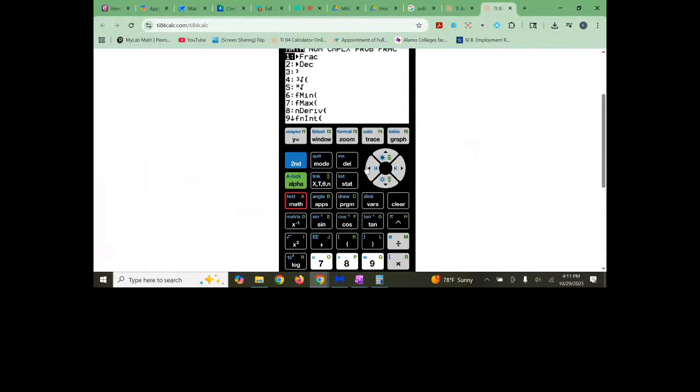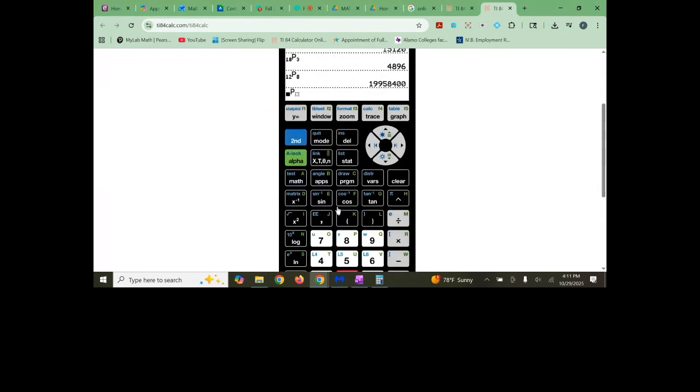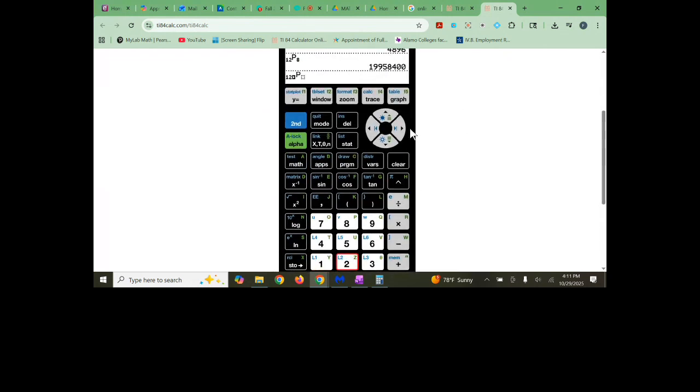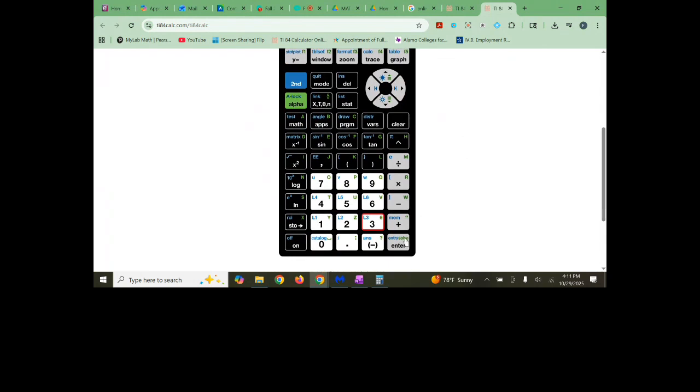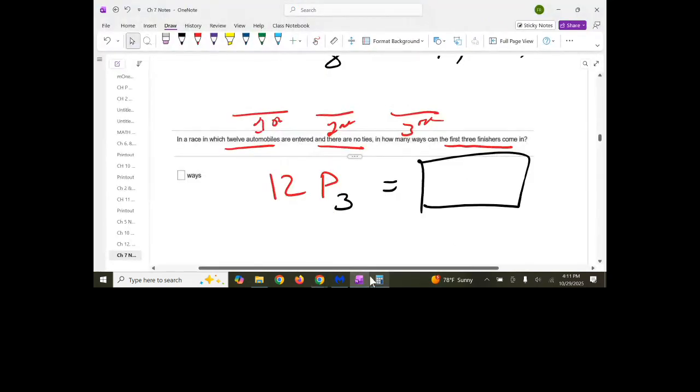So we come to math, probability, number 2. And my friends, we got 12, and we are picking 3. Okay. Boom. And I'm coming up with 1320. Okay. There we go.